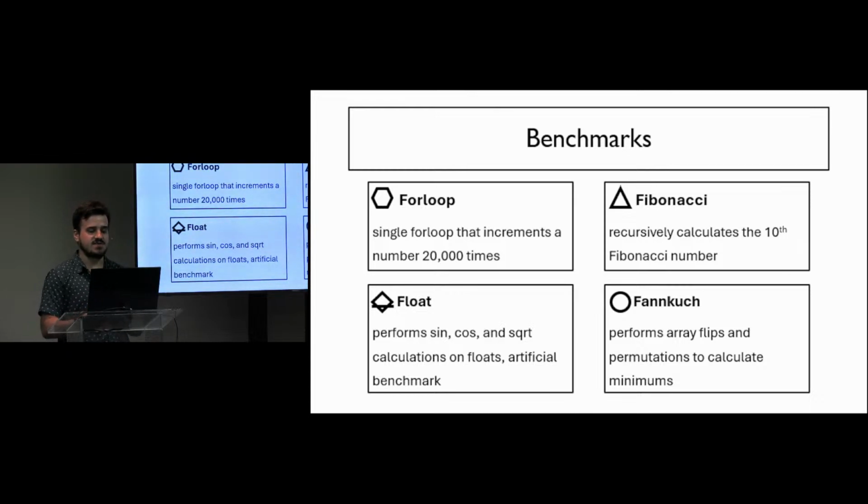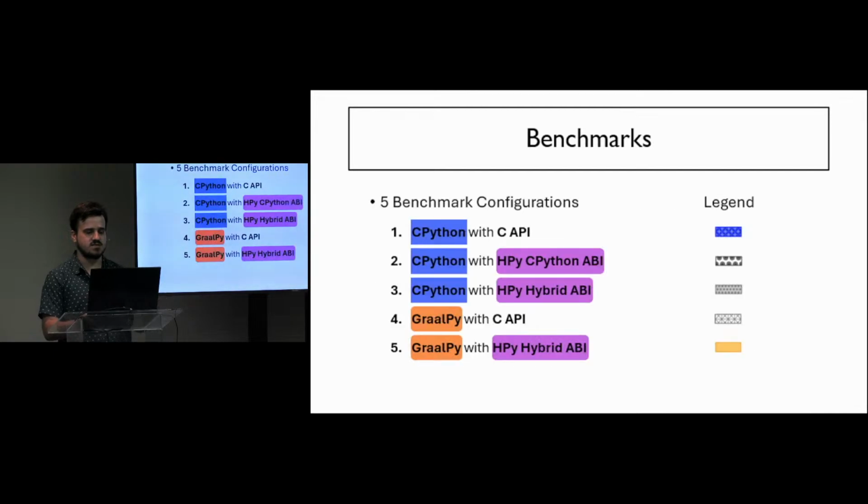Okay, so these were our 4 benchmarks, and each benchmark was run on 5 different configurations. First, 3 times on CPython, 2 times on GraalPy. So first, CPython with C API. This is our base case. This is what we want to beat.